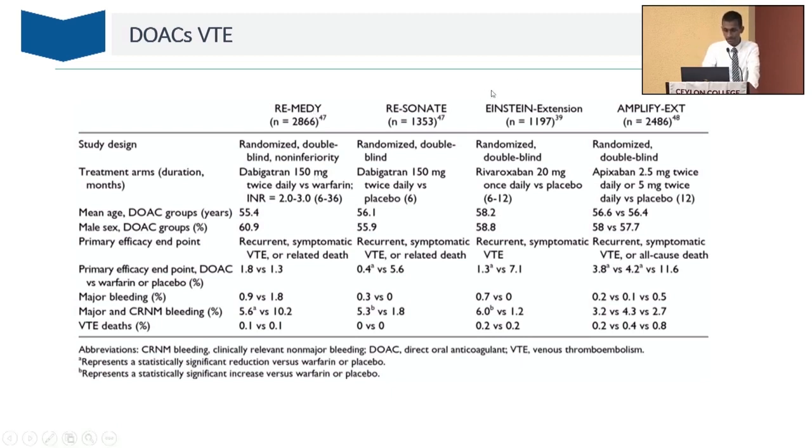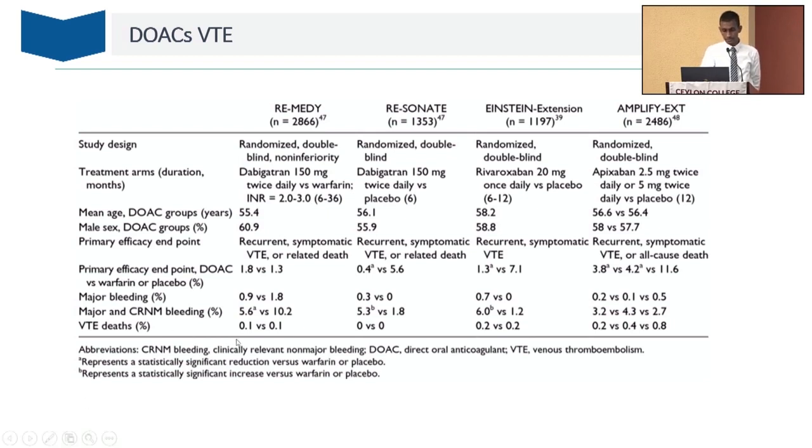So you have RE-MEDY and RE-SONATE looking at 2 doses of dabigatran, then EINSTEIN and AMPLIFY. The third, or the last one, is called Hokusai. That is the one that compared edoxaban. All of these trials were non-inferiority trials. So they showed that the DOACs were equally effective in preventing recurrence of VTE.